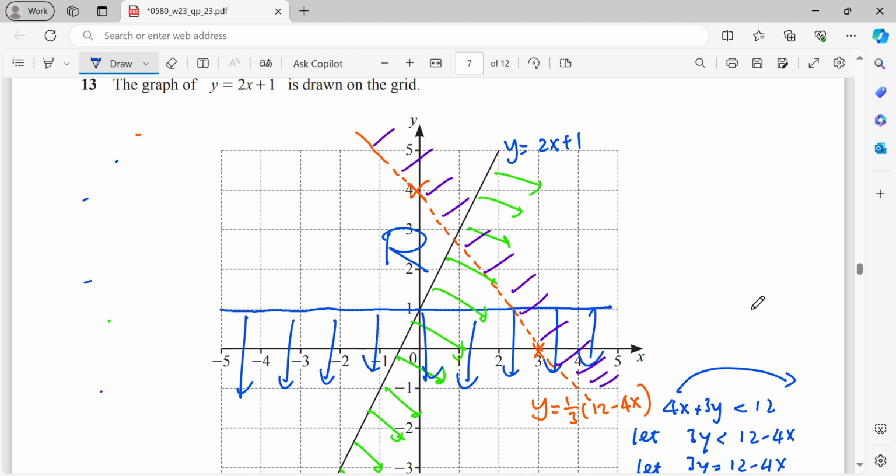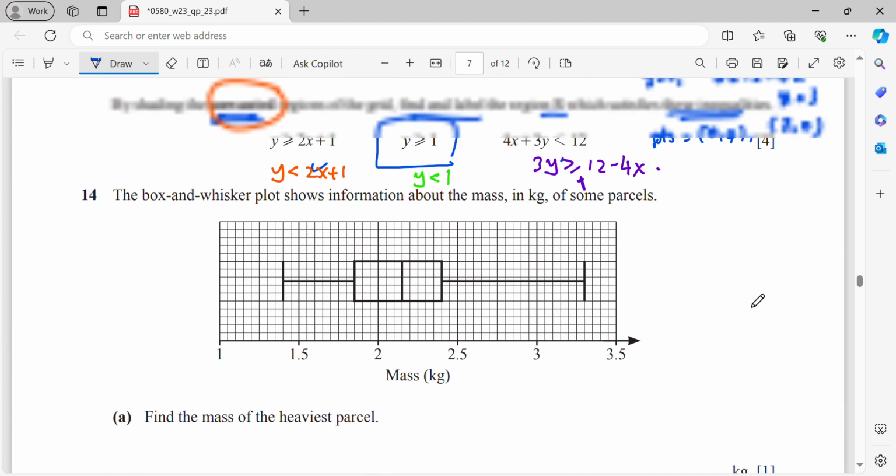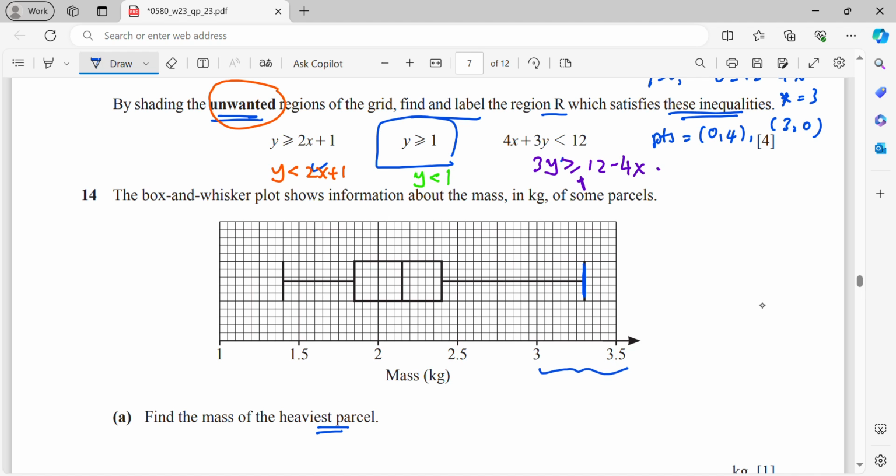Okay, now for question number 14. The box and whisker plot shows information about the mass in kilograms of some parcels. Now A, find the mass of the heaviest parcel. Heaviest parcel means what? You can just study this first. The difference is 0.5 kilograms, but it has 10 squares. So divide by 10, that means each square is 0.05.